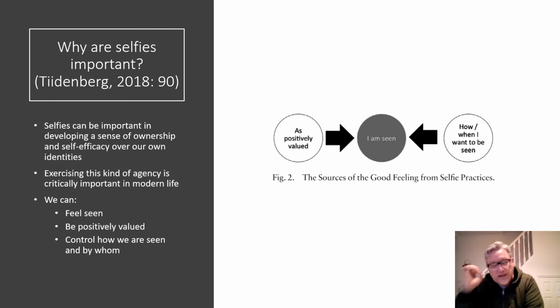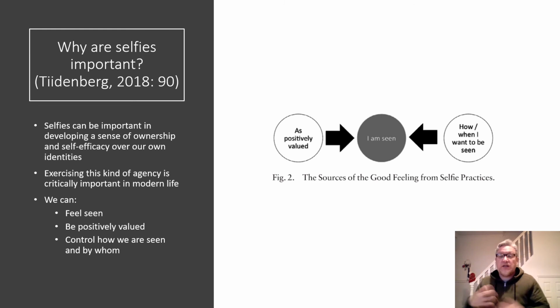And exercising that kind of agency is so important psychologically, and it's critically important in modern life. We can feel seen, we can be positively valued, and we can control how we are seen and by whom through our practices of taking selfies. This is very important in terms of curation of our self-identity, but also in terms of our self-esteem.